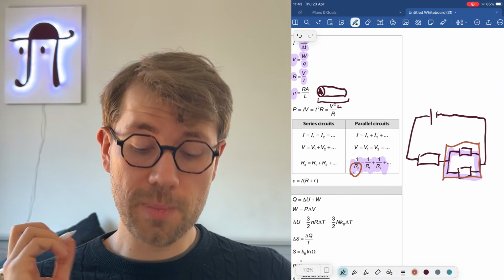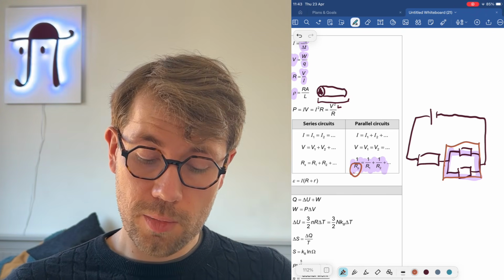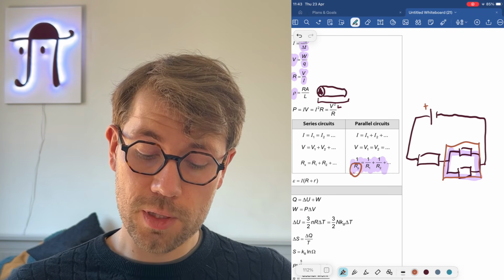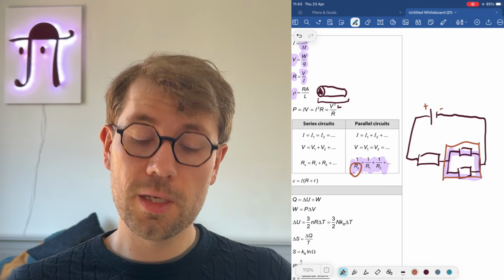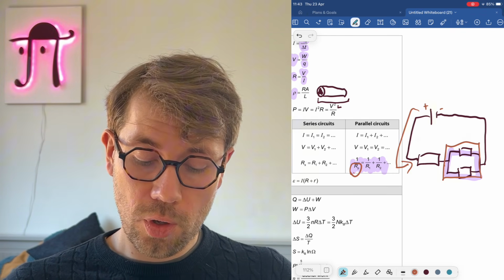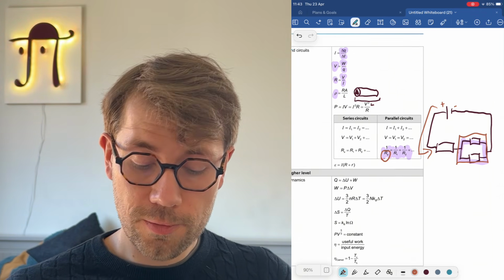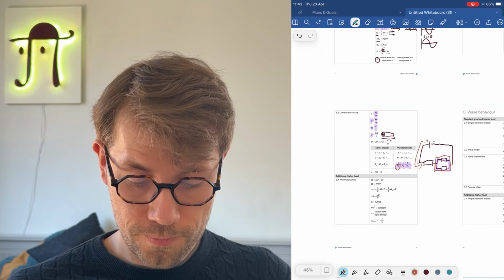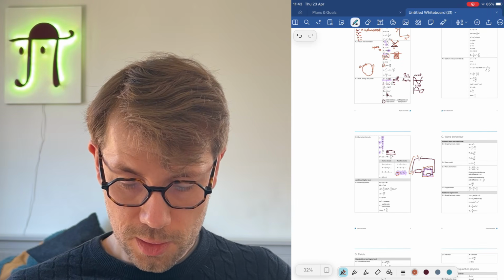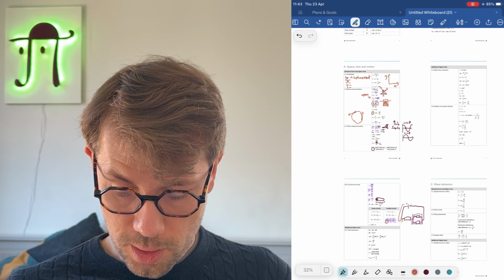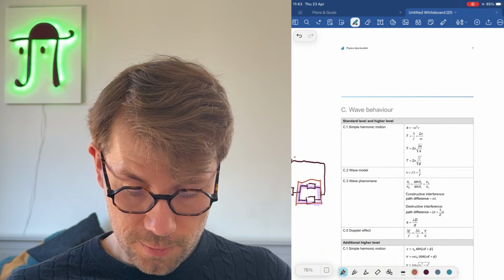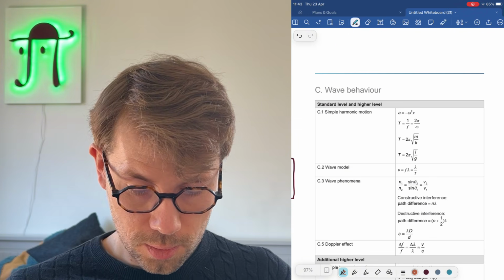Other key thing to notice about circuits is the big part of your cell or your battery is positive and the small part is negative. Conventional current always flows from positive to negative. We're not going to get into electron flow today, we do not have time. So I'm just going to keep sticking to the standard level stuff because I do not have time for additional high level.